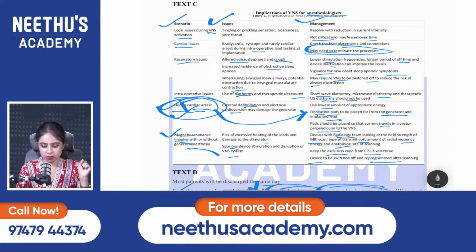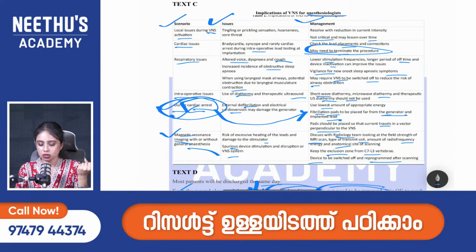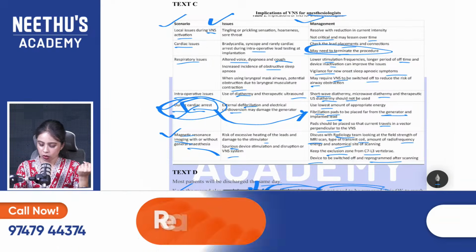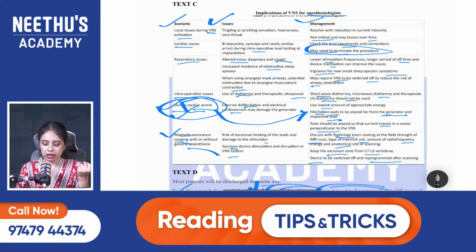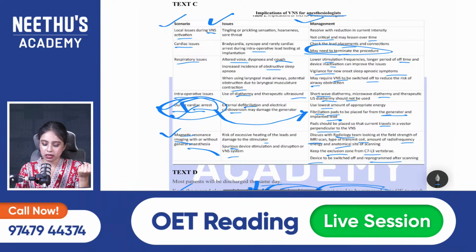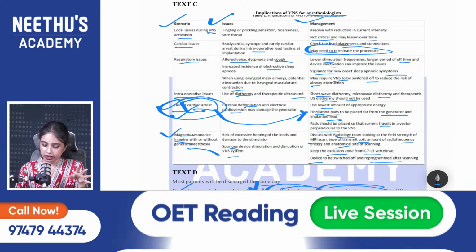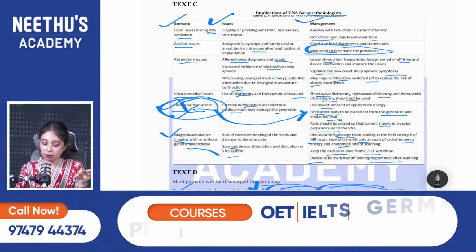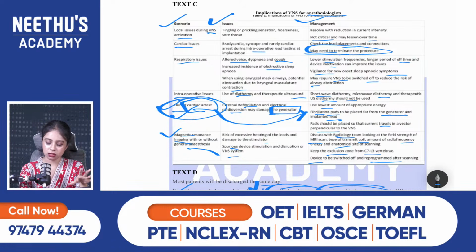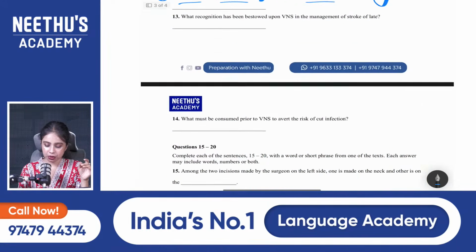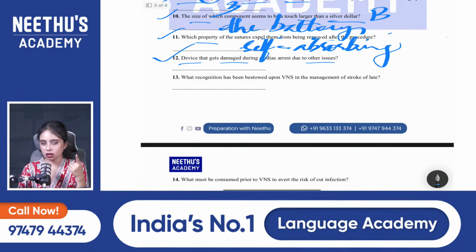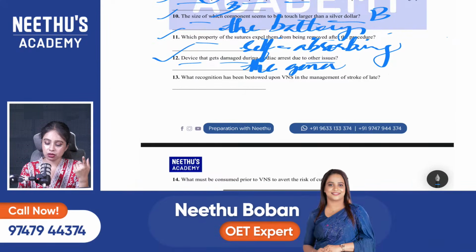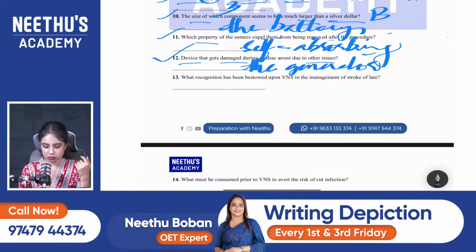C is mentioned. Can you find out where it is mentioned? This device. Which device? Very good, Ganga. Generator. So the answer is generator. And here it is mentioned in the cardiac arrest section: external defibrillation and electrical cardioversion may damage the generator. So again, the same answer, the generator. When you write the answer, the article is already mentioned there, so when you write it, the generator will be the right answer.